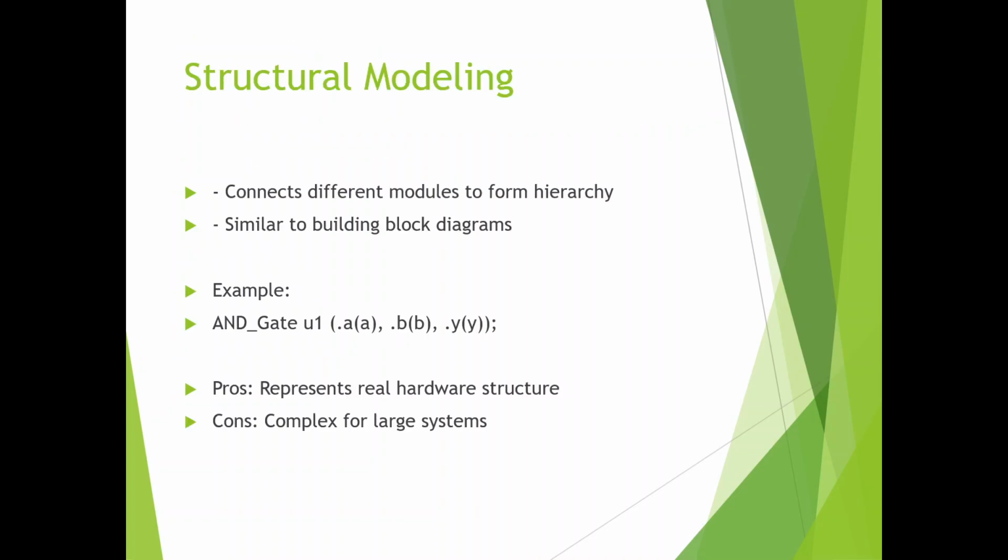Structural modeling. It connects different modules to form a hierarchy. It is similar to building block diagrams. For example, here I have used a number of AND gates. We can use the module we have defined, which is AND underscore gate, and give another name to it, like U1, and I can use it multiple times. In gate level modeling, there is no reuse; it only uses different types of gates. But here the reuse of the same structure is possible, which is known as the structural style of modeling. Pros: represents real hardware structure. Cons: complex for large systems.